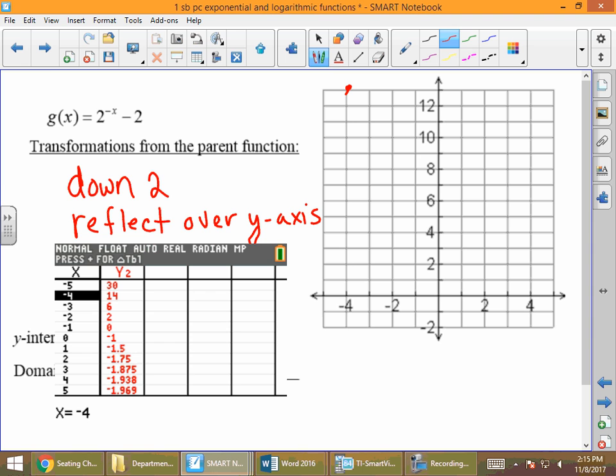And negative 3, 6. And negative 2, 2. And negative 1, 0. And 0, negative 1. And 1, negative 1.5. 2, negative 1.75. 3, negative 1.875. 4, negative 1.9. But in general, we've even seen the picture already. We get the idea.